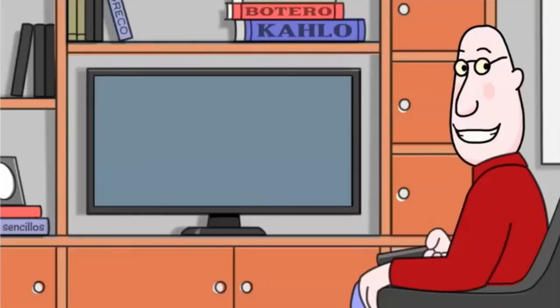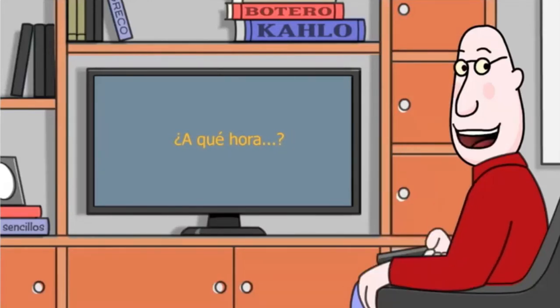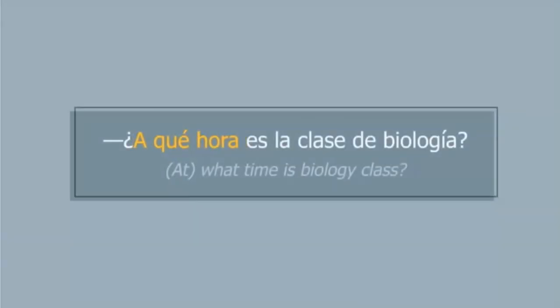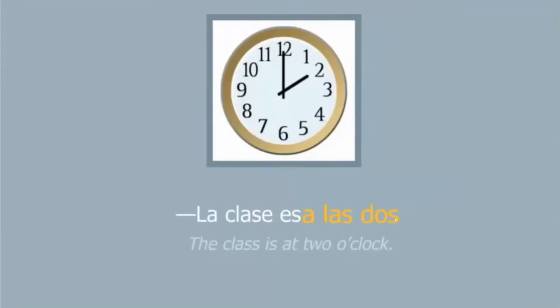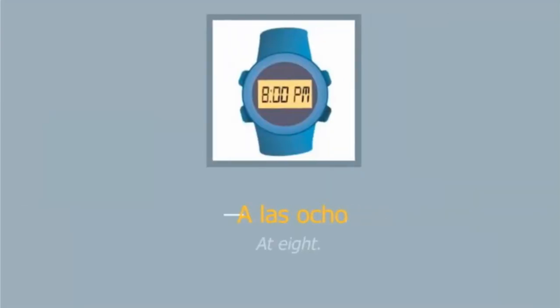To ask at what time an event takes place, start your question with ¿a qué hora? To say at what time something takes place, use a la or a las plus the time. ¿A qué hora es la clase de biología? La clase es a las 2. ¿A qué hora es la fiesta? A las 8.